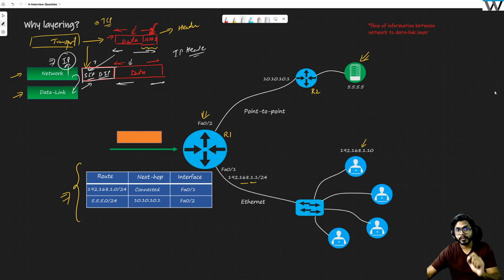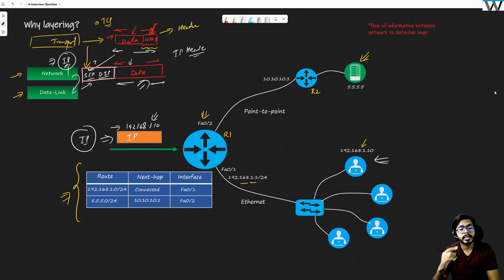Believe me, this is a very, very important board for you. Suppose this is my IP packet which is coming. What exactly does this IP packet contain? Of course, the data which is coming from the transport layer, or eventually from the application layer, and it is going to have the destination IP address. Suppose the destination IP address is 192.168.1.10. It means this IP packet wants to go to this host.